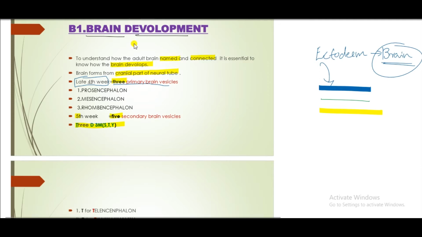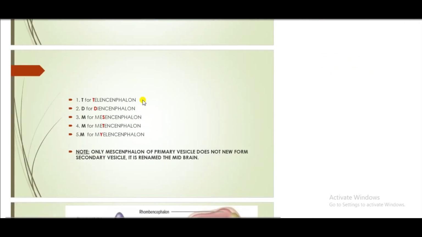For a mnemonic, we can study that 3D tribulum, and you can differentiate MES, MET, and MY. Okay, that is why I wrote this, because you may be confused which one is going to be first. That is MES, then MET, then MY. Okay, the secondary brain vesicles are: T stands for telencephalon, and the D stands for diencephalon, and the M stands for mesencephalon, and the second M stands for metencephalon, then the third M stands for myelencephalon.